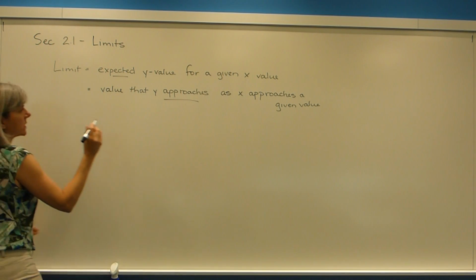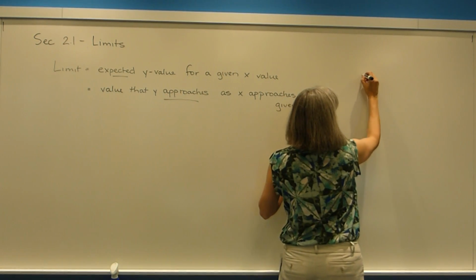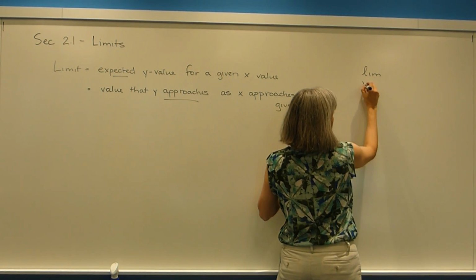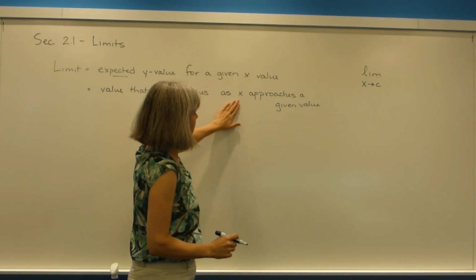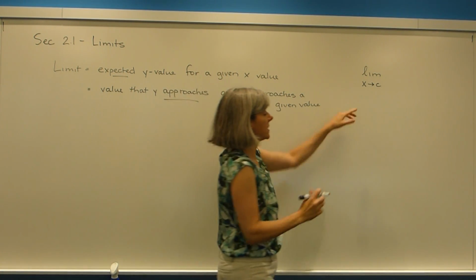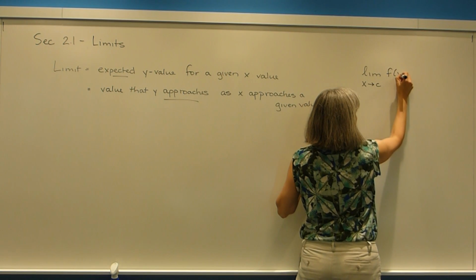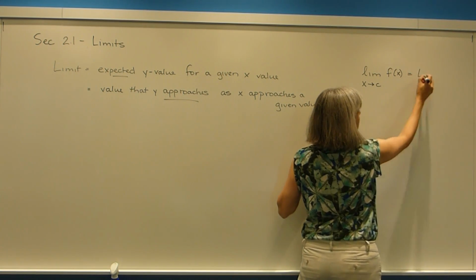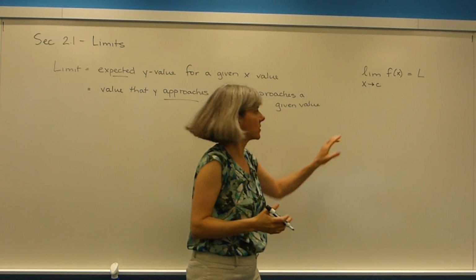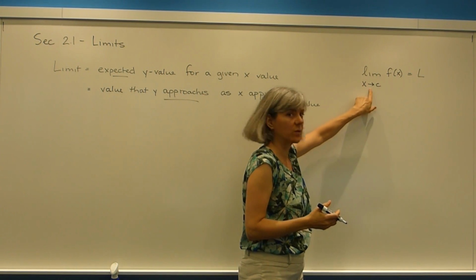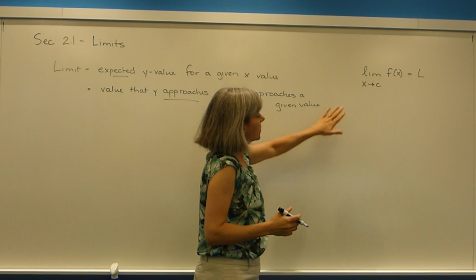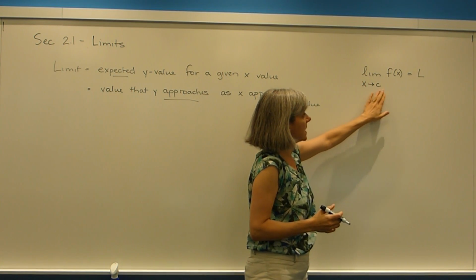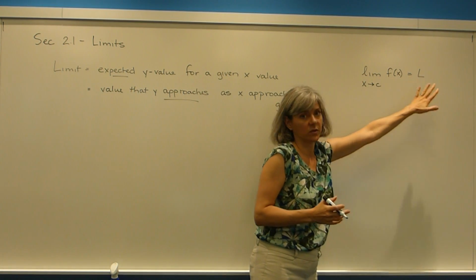So let's go ahead and write out what the notation is. Let me write it out over here. We write the limit as x approaches c. So the limit as x approaches a given value, we just call that c, of whatever the function is, equal to L. And L, again, is a y value. So we know what's happening with x, and we're figuring out what's happening with y. So again, we would read that as the limit as x approaches c of f of x equals whatever the limit equals.